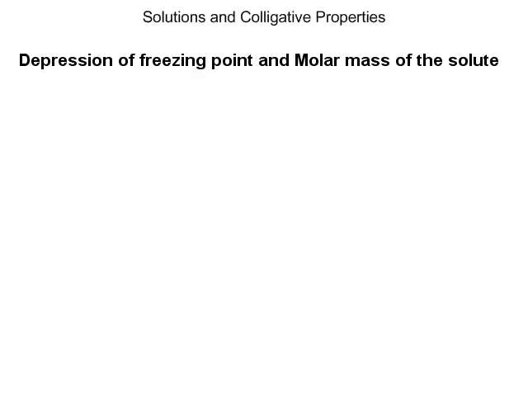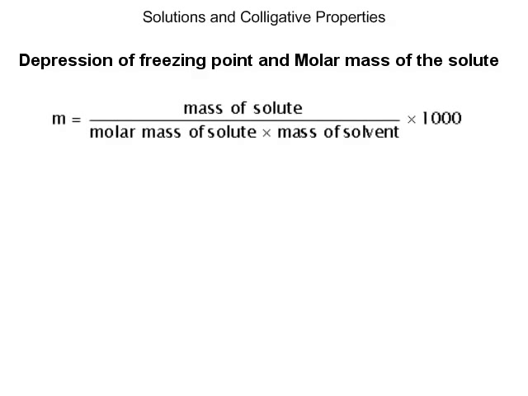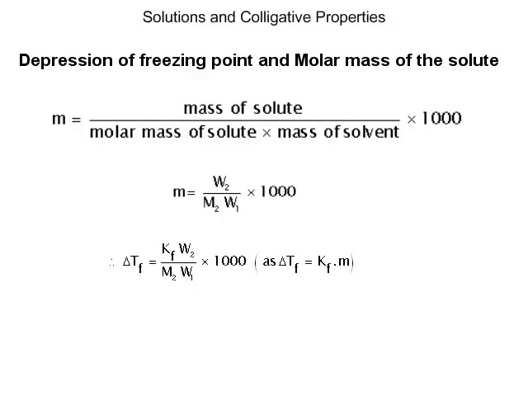Depression of freezing point and molar mass of the solute. m is equal to mass of the solute upon molar mass of the solute into mass of the solvent into 1000. m is equal to W2 upon M2 W1 into 1000. Therefore, delta Tf is equal to Kf into W2 upon M2 into W1 into 1000, as delta Tf is equal to Kf into m. Or M2 is equal to 1000 Kf W2 upon delta Tf W1.